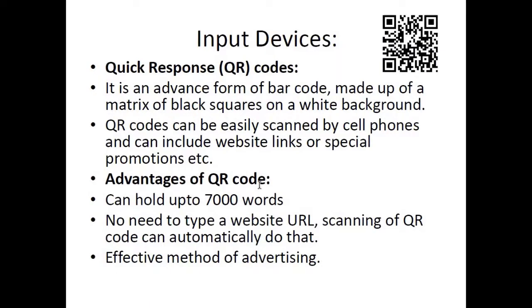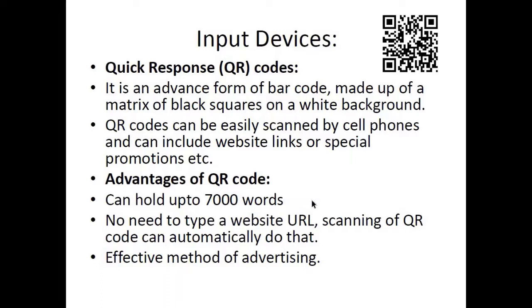Next we have is QR code or quick response code, which looks something like this. It is an advanced or updated form of barcode, and it is made up of a matrix of black squares on a white background. QR codes can be easily scanned by cell phones and can include website links or special promotions.